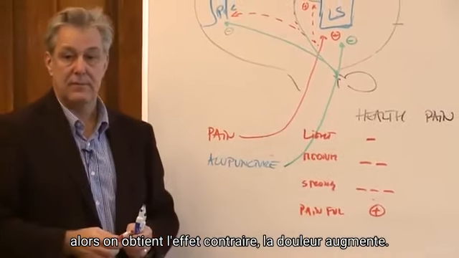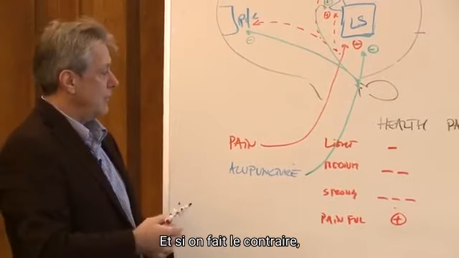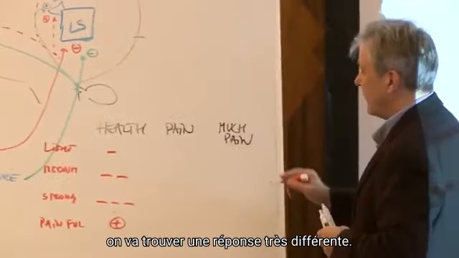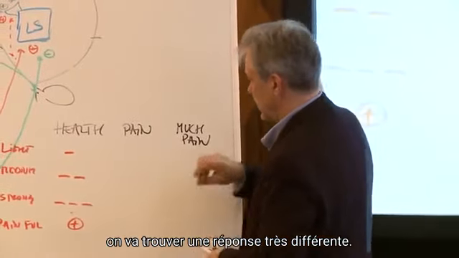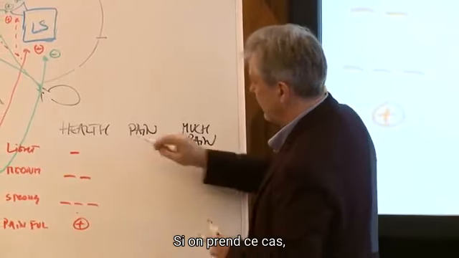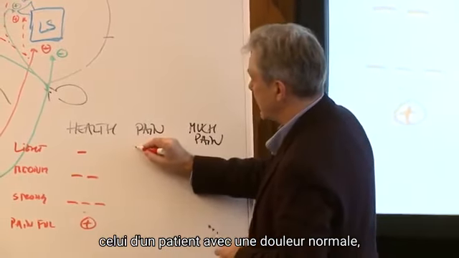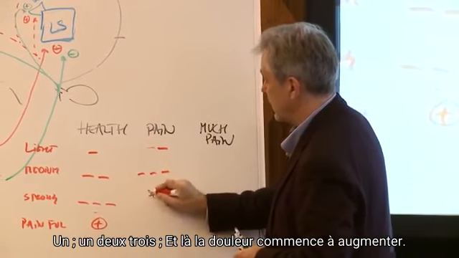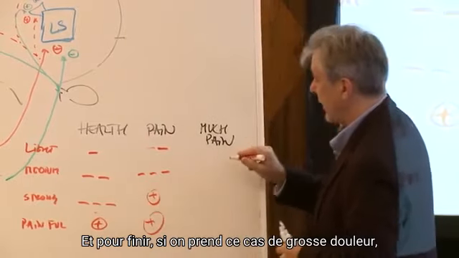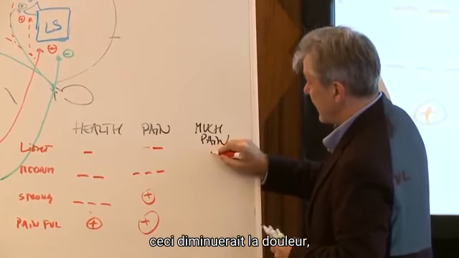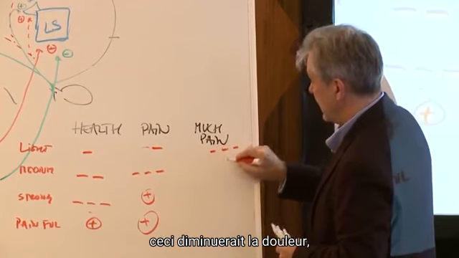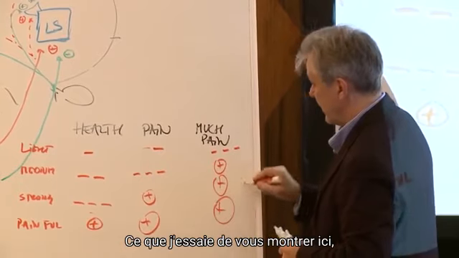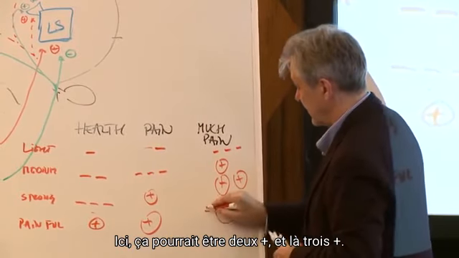The pain increases. If we now do the opposite, if we look at a patient with very much pain, you could actually find a very different response. So if we go here, we could take first this one. This would basically mean that the response would be like this, 1, 2, 3. Here the pain starts to increase. And then finally, if you take this one, here it could be that this decreases the pain and this increases the pain. So this could be 2 pluses, and this could be 3 pluses.